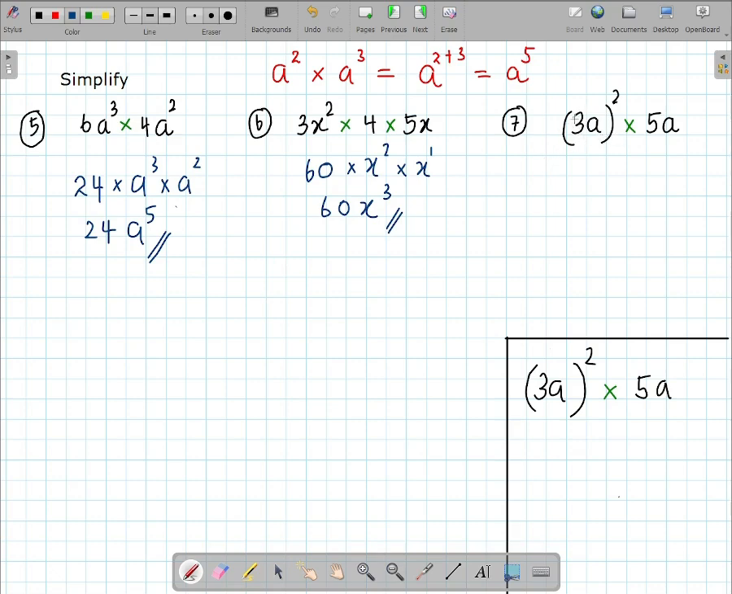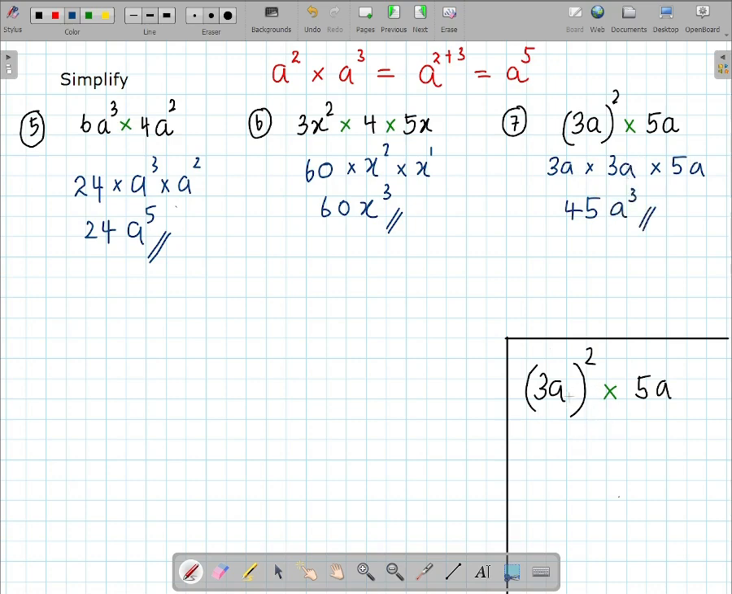So 3a to the power 2 can be written as 3a times 3a times 5a. 3a to the power 2, 3a times 3a. Now numbers you multiply first. 3 times 3, 9. 9 times 5, 45. a times a times a, that is a to the power 3.